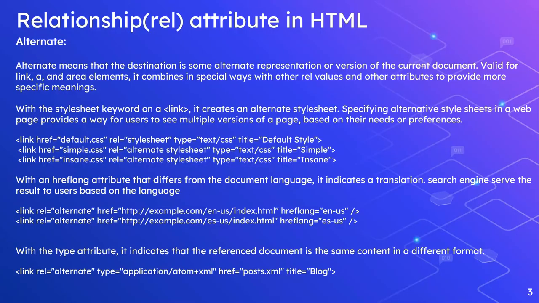Now the other one is alternate with an hreflang attribute that differs from the document language. It indicates a translation of the website. By this, the search engine serves the results to users based on their language. Based on the user's language, the corresponding translated site will be displayed. If you see here, we are saying rel alternate, then this is the URL, but that URL is specific to en-us. hreflang, we are saying.